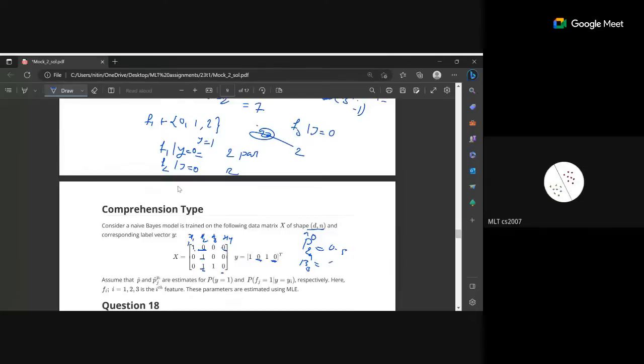What other parameter can you test? Do we need to compute y is equal to 1? Yes, so we need to calculate P1 given 1. P1 given 1 is 1 by 2. What about P2? 1 by 2, 0 and 1 by 2, 0. And what is P3? 1 by 2 again. So these are your estimate values.